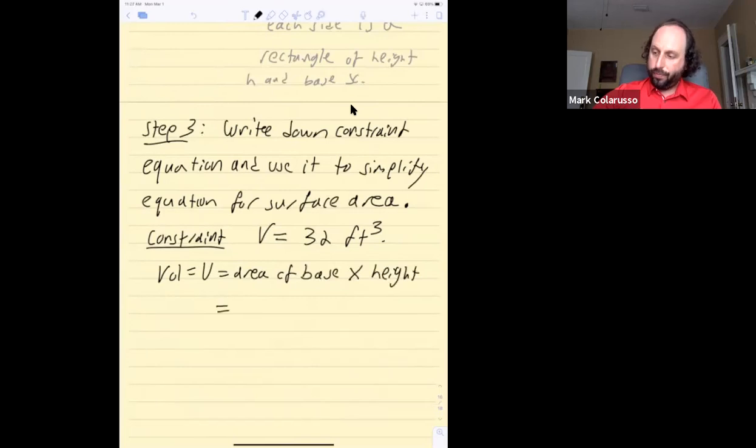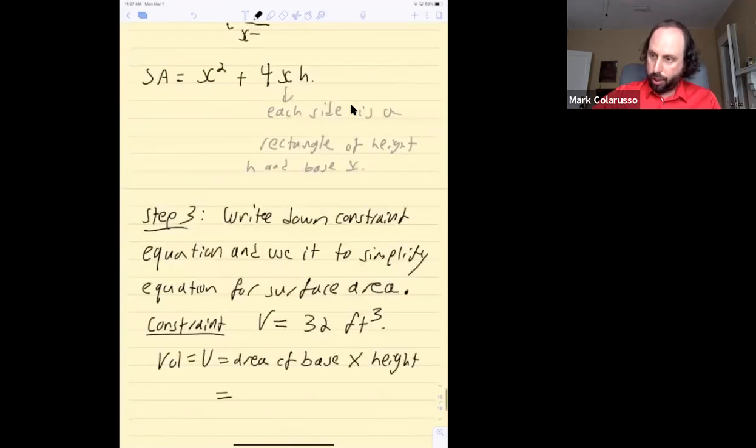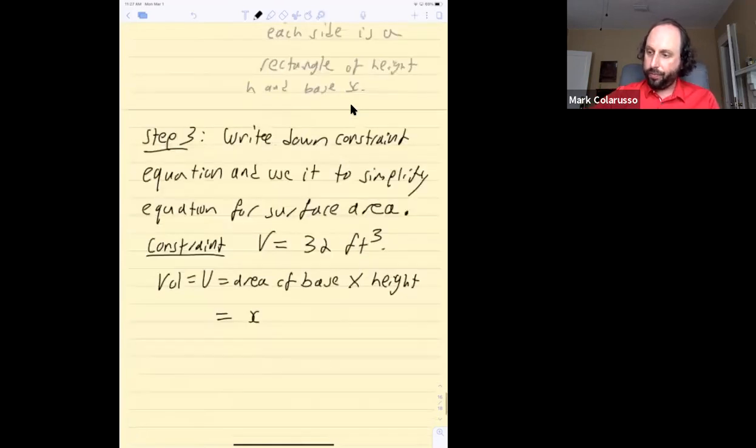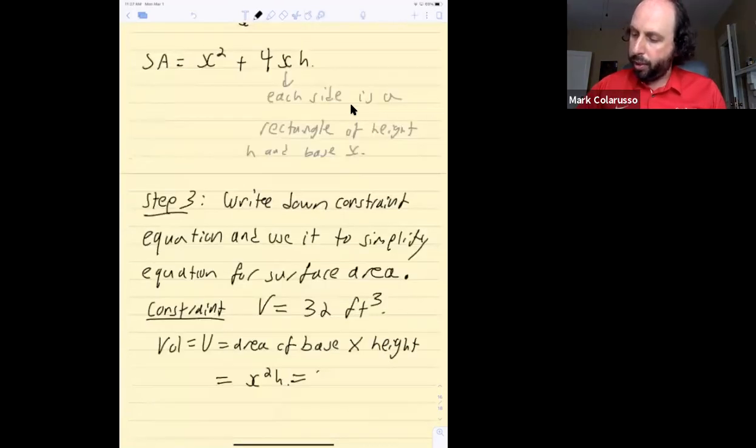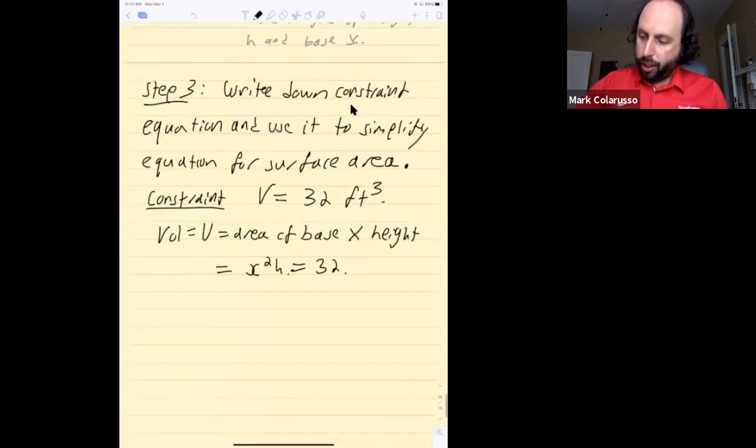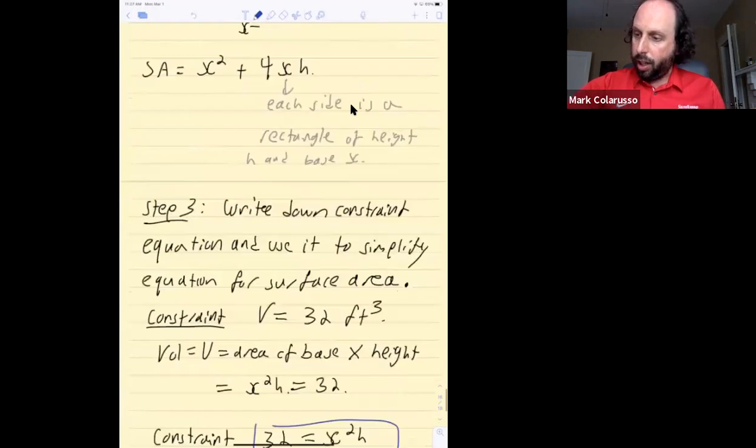And in our case, where's our handy dandy box? There it is. The area of the base is x squared, the height is h, so it's x squared h. And this is supposed to be equal to 32. So the constraint, just write it again here, is 32 equals x squared times h. That's our constraint equation. Okay, so now let's do surface area.